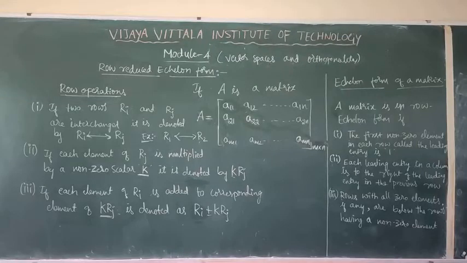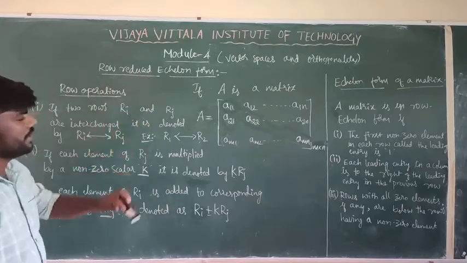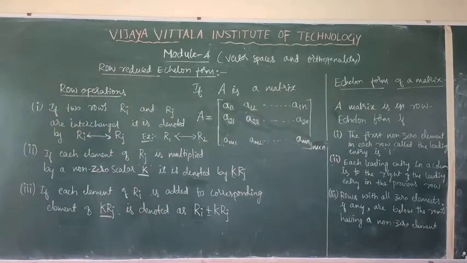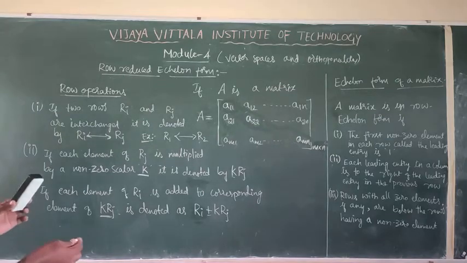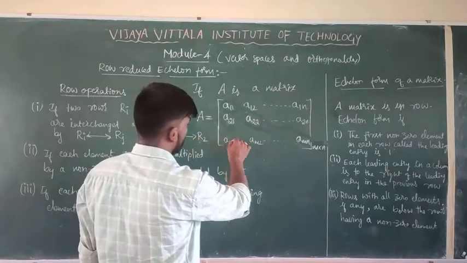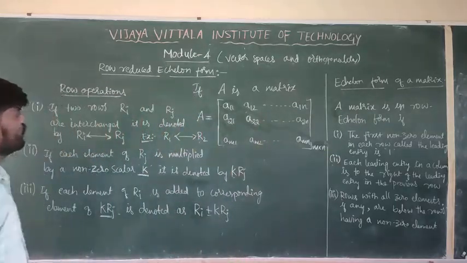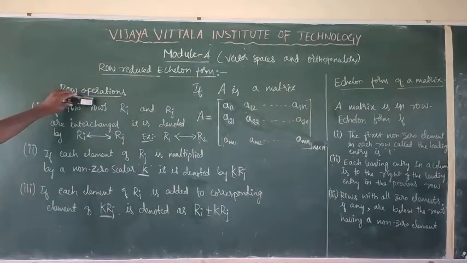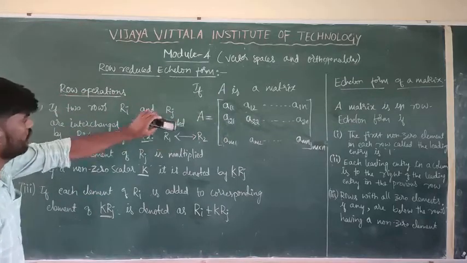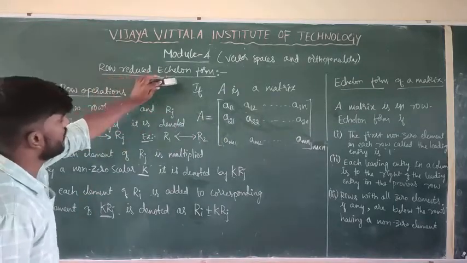Dear student, today we will see what is row reduced echelon form, which is a continuation of vector spaces, in module 4. What is row reduced echelon form? This is the form which reduces the given matrix into a simpler matrix form, like an upper triangular matrix and lower triangular matrix, using only row operations. That's why we name it row reduced echelon form.